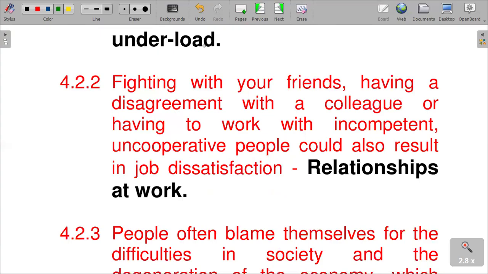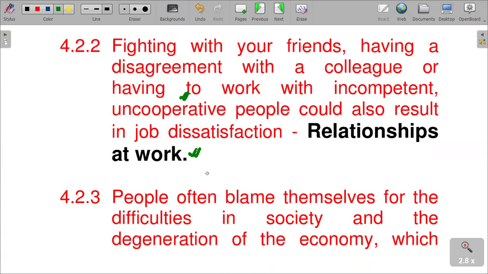Fighting with your friends, having a disagreement with a colleague, or having to work with incompetent and uncooperative people could also result in job dissatisfaction. That is relationships at work. When you work with colleagues who are incompetent and uncooperative, resulting in job dissatisfaction, the cause of stress is relationships at work.